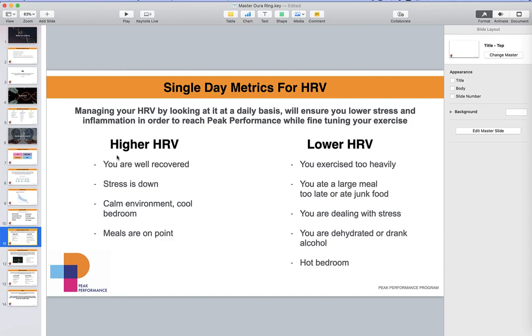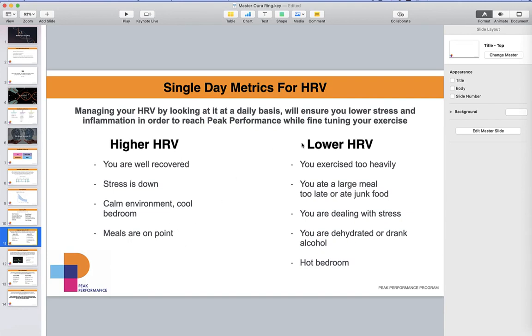If you're looking at your HRV score on a daily basis and it's high, depending on your individual metric, let's say it's around 80 or 90, which is high for you, this means you are well recovered, your stress is down, perhaps that night prior when you were falling asleep, you were in a calm, cool bedroom, and your meals are on point, so no unexpected late meals or skipping of meals.